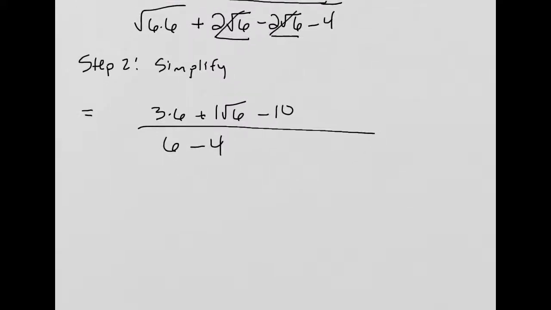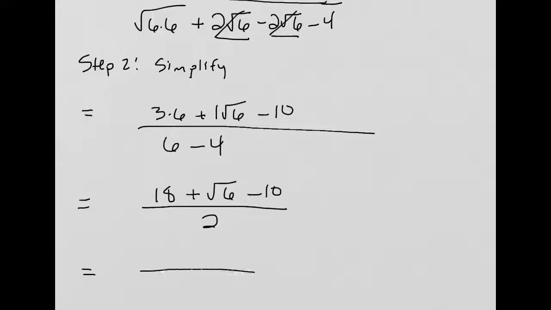Okay, final steps. 3 times 6 on top is 18. I don't need to write the 1 in front of my square root of 6, so I'm just going to write the square root of 6 minus 10. And then on the bottom, 6 minus 4 is 2. So then from here, I've got 18 and then minus 10 at the end. I can combine those. Those are like terms. So 18 minus 10 is 8 plus the square root of 6 over 2.